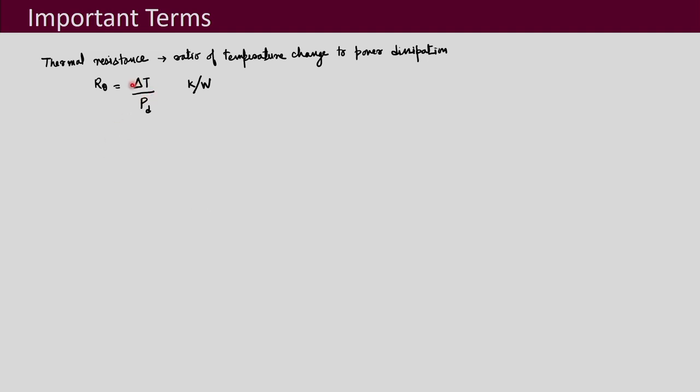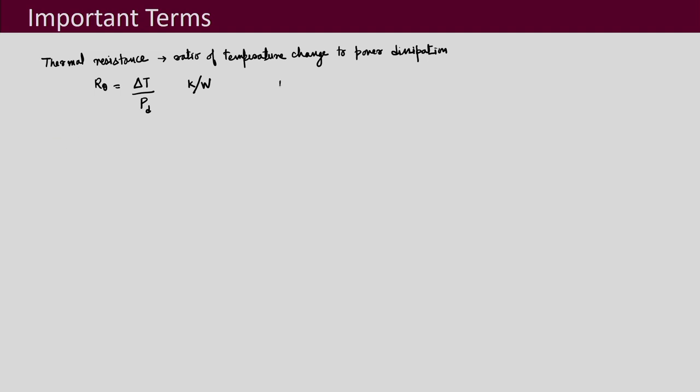Now, from this what you can observe is that if R theta is low, that means even for large power dissipation the temperature change will be small, and if R theta is high, that means even if PD is low, temperature change is going to be more. So, for heat sinks, obviously we want that more power could be dissipated, and so low R theta is desirable.